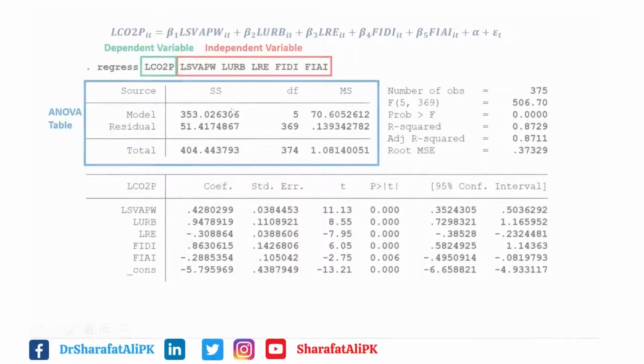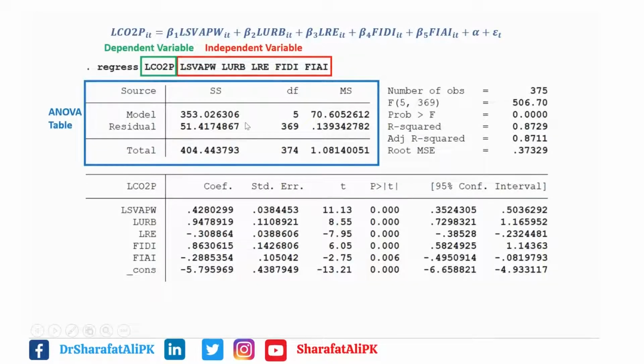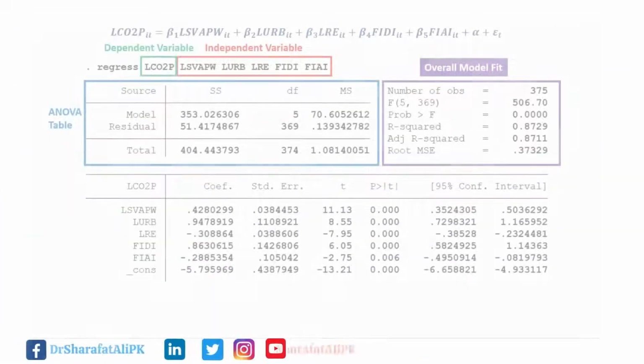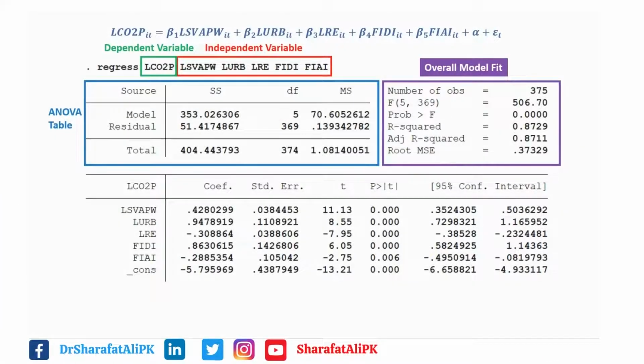We can find estimated mean square by dividing estimated sum of square by the degree of freedom 5, and if we divide this residual sum of square by degree of freedom, we get this residual mean square. This part of the results show us the overall model fit estimations. Here is the number of observations used in the estimations, and this is the F value at 5 and 369 degrees of freedom, that is 506.